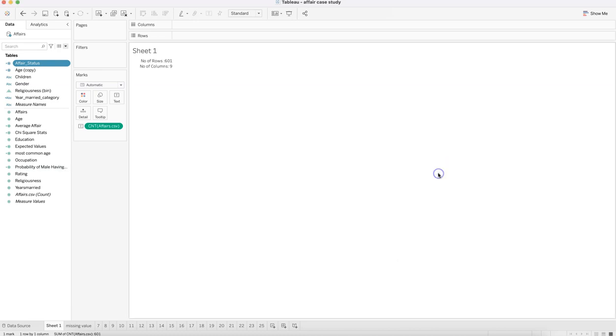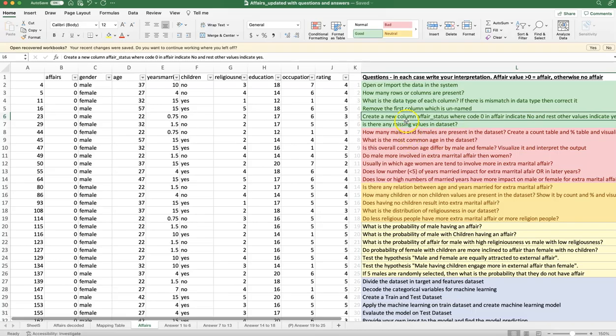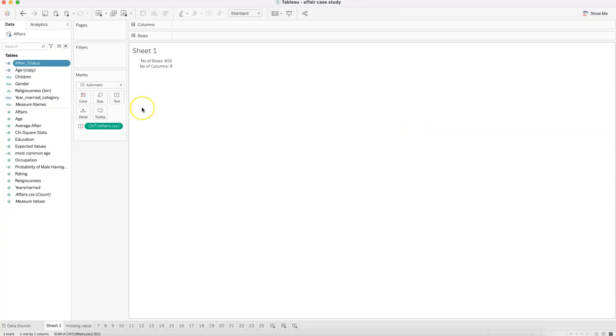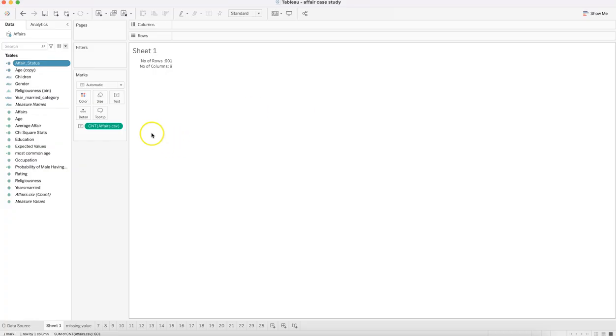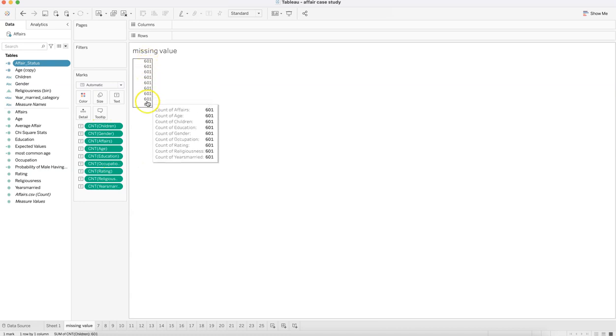That's what we are doing here, and you can get to know this only after getting a good understanding of the data. Next: is there a missing value in the data set? Over here we have checked for missing values. I am taking a count of each variable and you will see the count is 601, which indicates that there is no missing value.